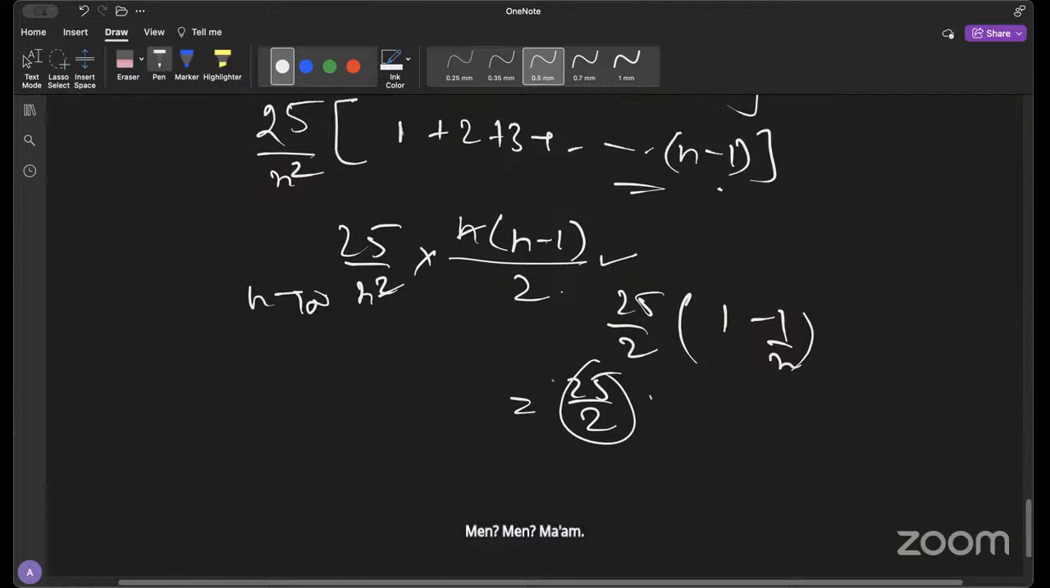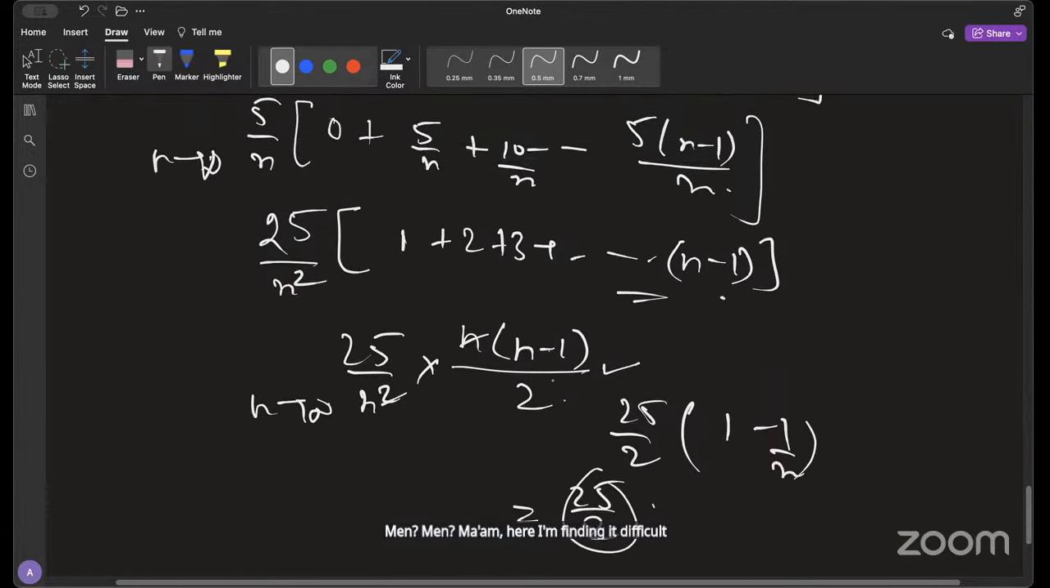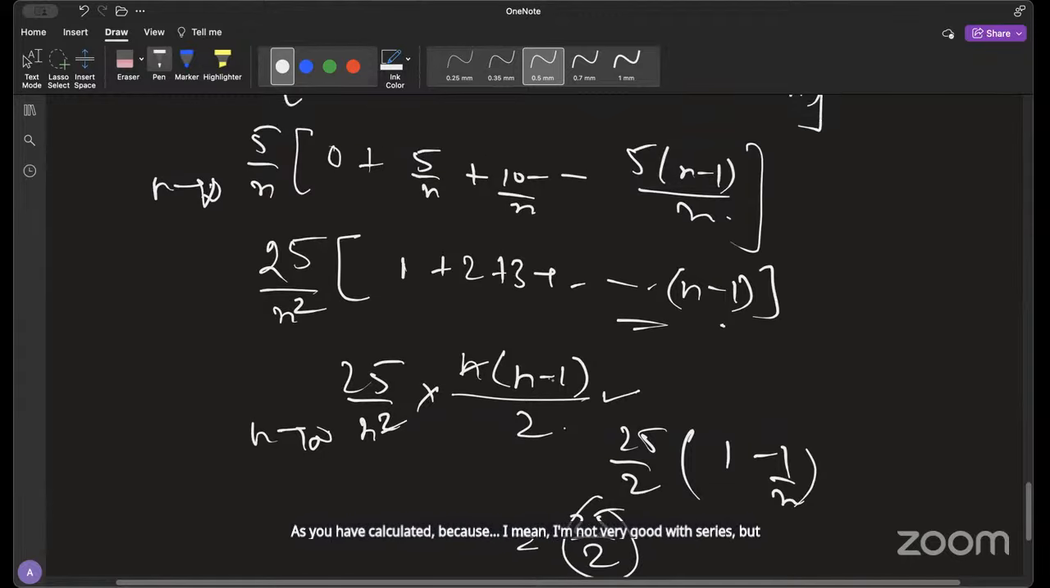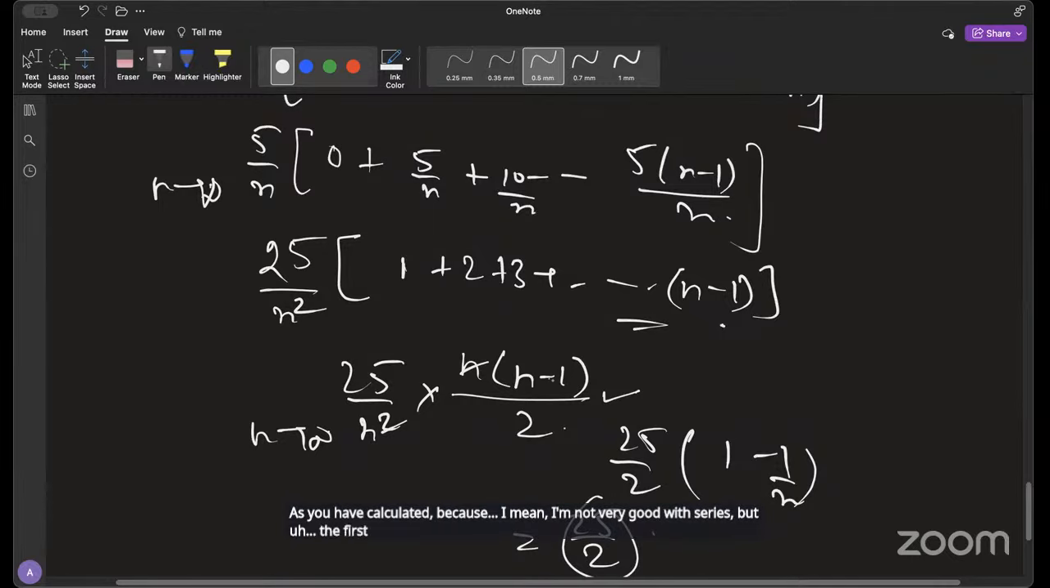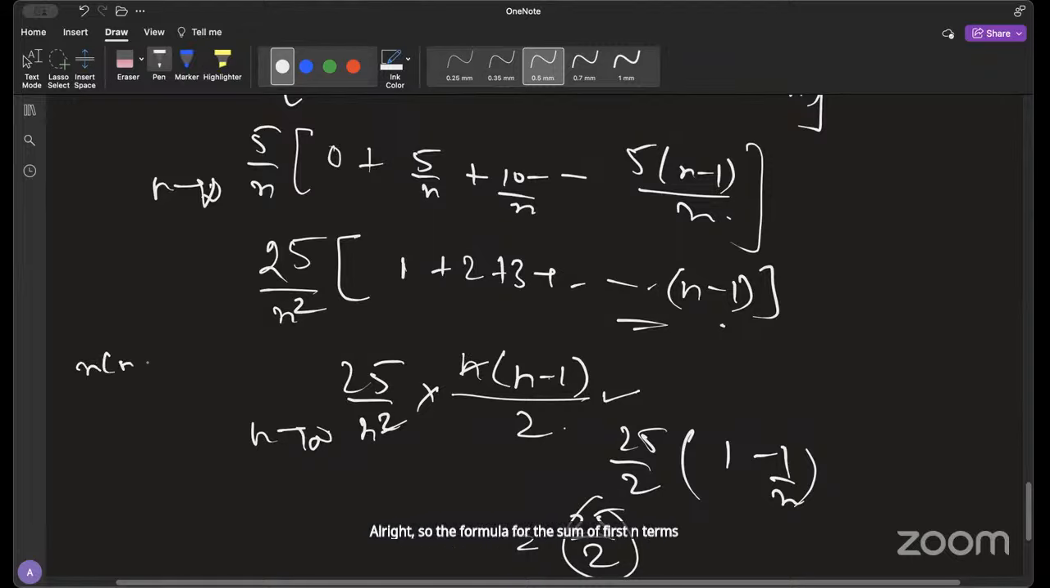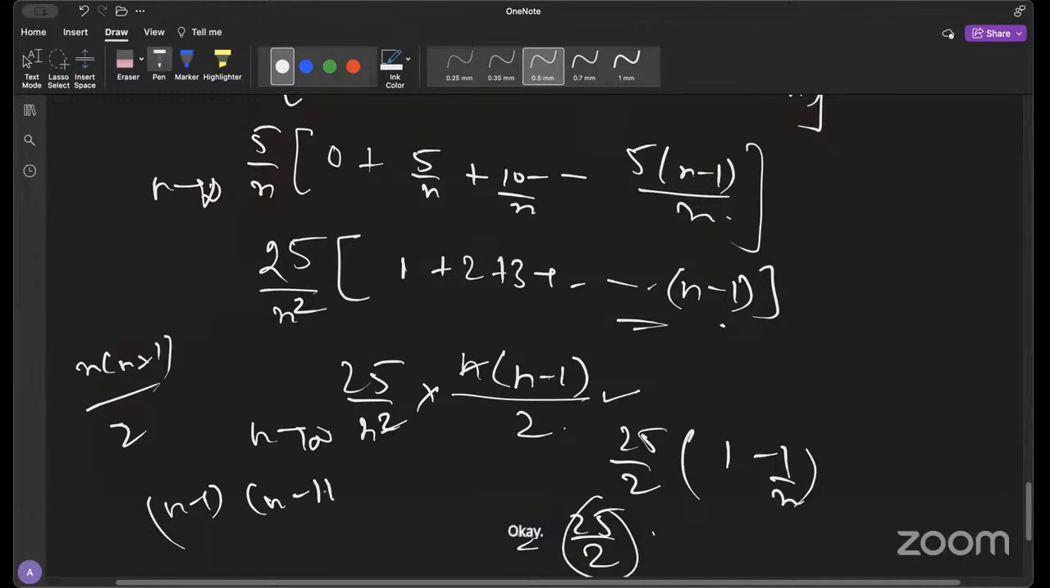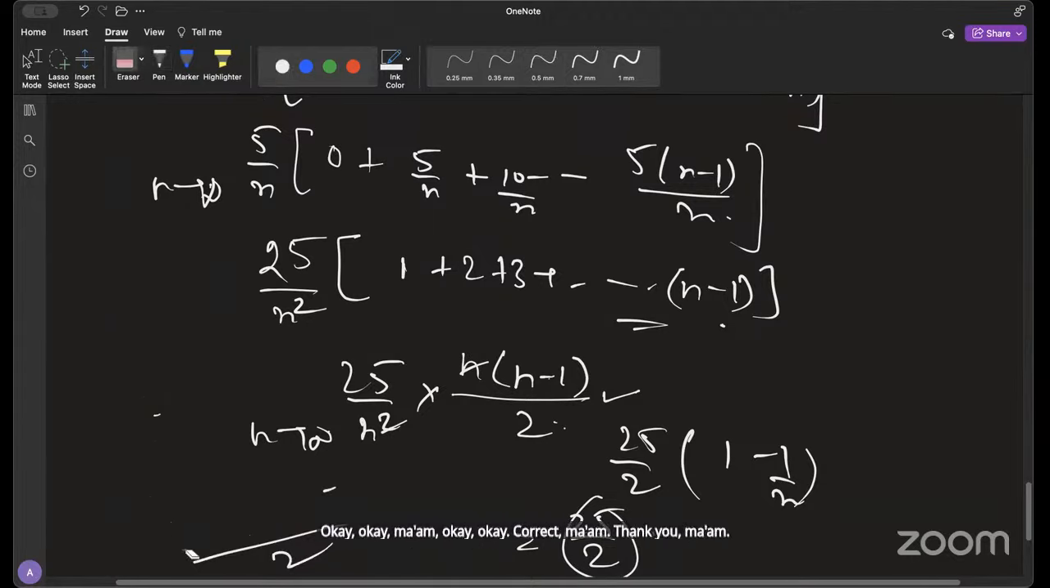Ma'am, I'm finding it difficult how you calculated this n minus 1 by 2, because I'm not very good with series, but the first n terms is n plus 1 by 2. And here we have n minus 1 terms. Right. So the formula for the sum of first n terms is n plus 1 by 2. So if you take first n minus 1 terms, you'll have n minus 1, n. So you still get the same thing. Okay. Correct, ma'am. Thank you, ma'am.